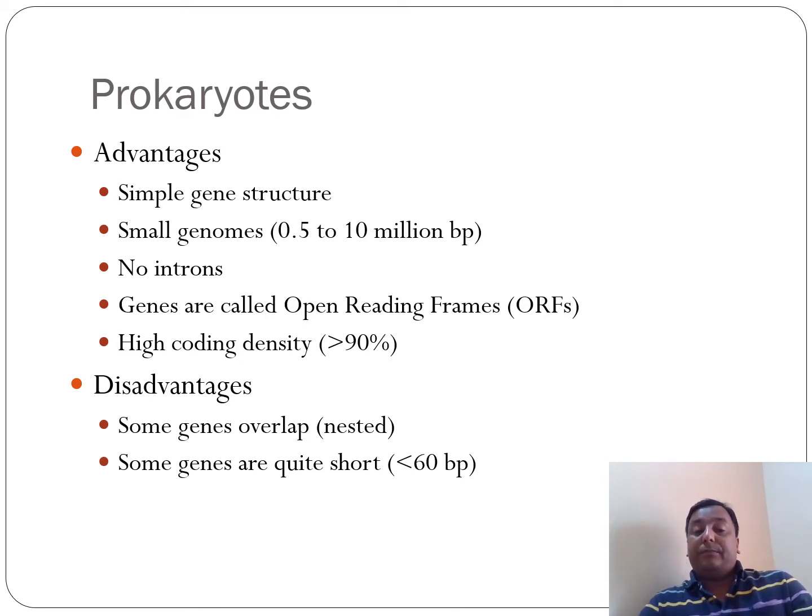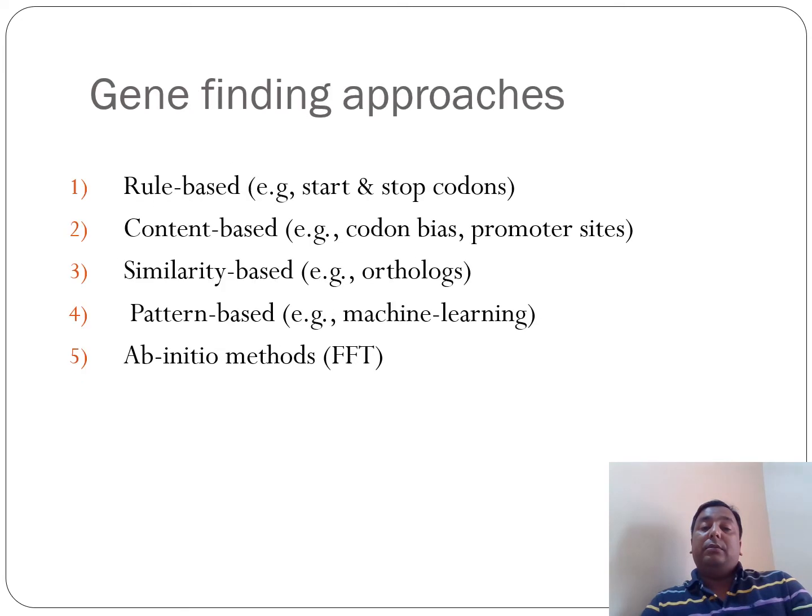In prokaryotes, high coding densities are there, more than 90%. Apart from this, because of the high density of genes in prokaryotes, some genes overlap and some genes are quite short. So there are many approaches and methods used computationally to find the genes.